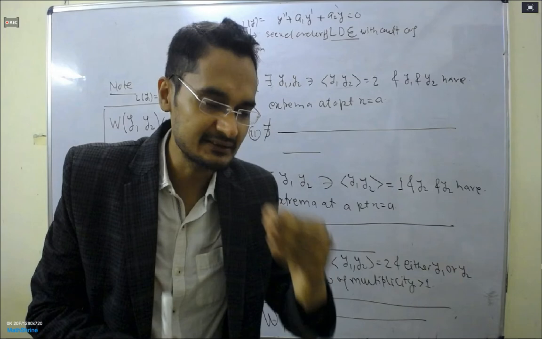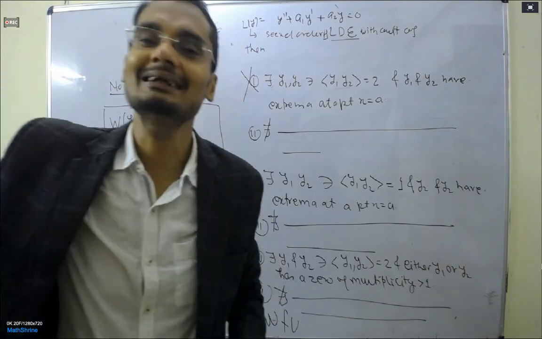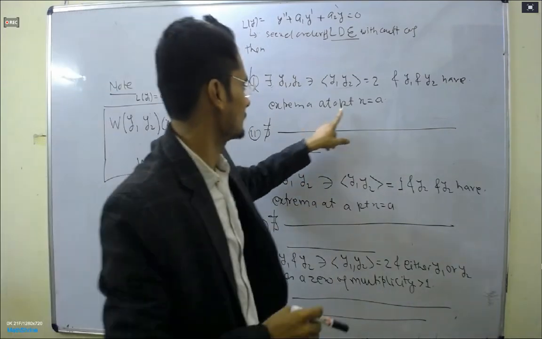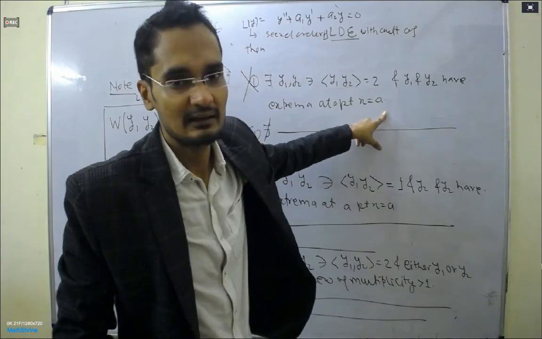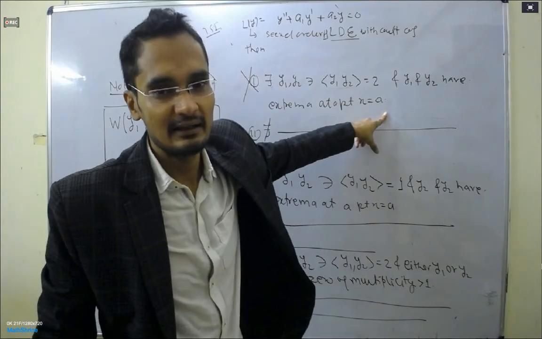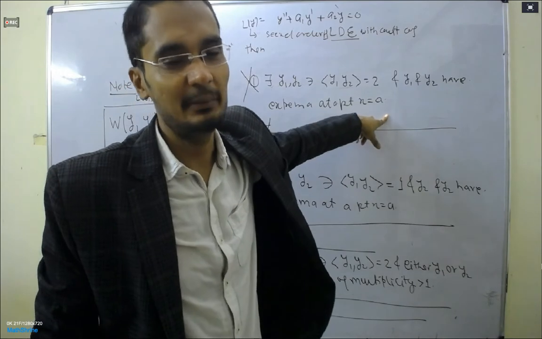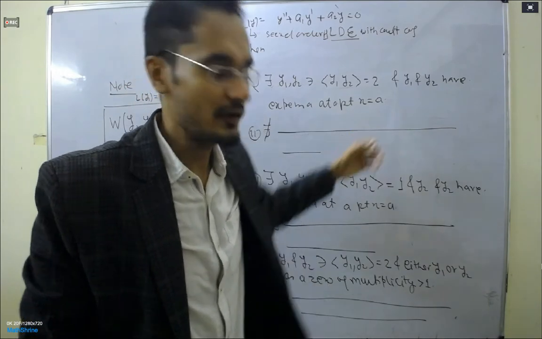Okay. So he's telling the next, there does not exist, such a case is not possible. That is correct, right? So 2 is the correct option. Okay.